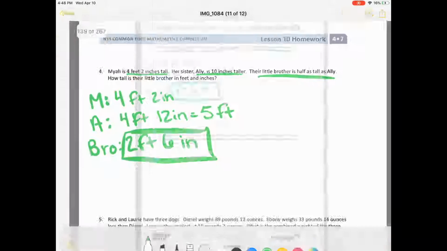And we are going to skip number 5 because I know you have 2 homeworks to do tonight. So we're going to skip number 5 for now. If you want to work it for bonus, I will let you know the answer in the morning. So let's move on to lesson 11.